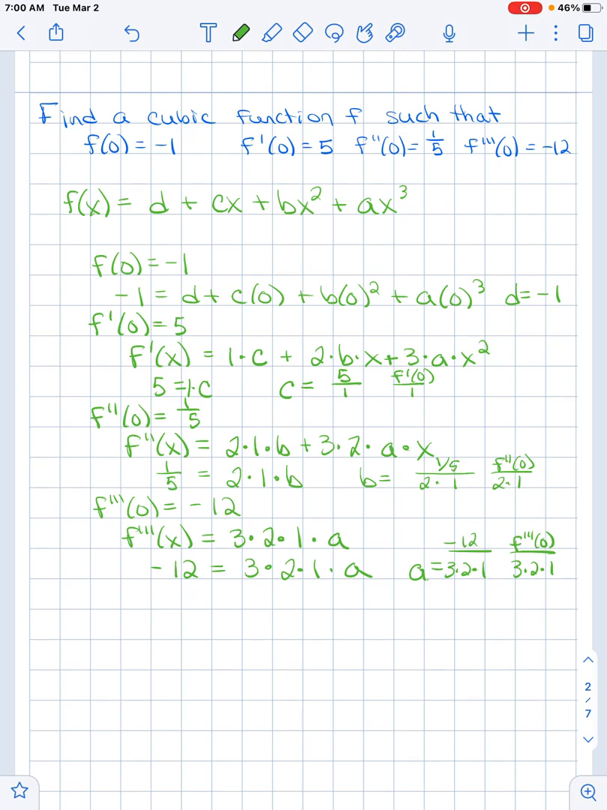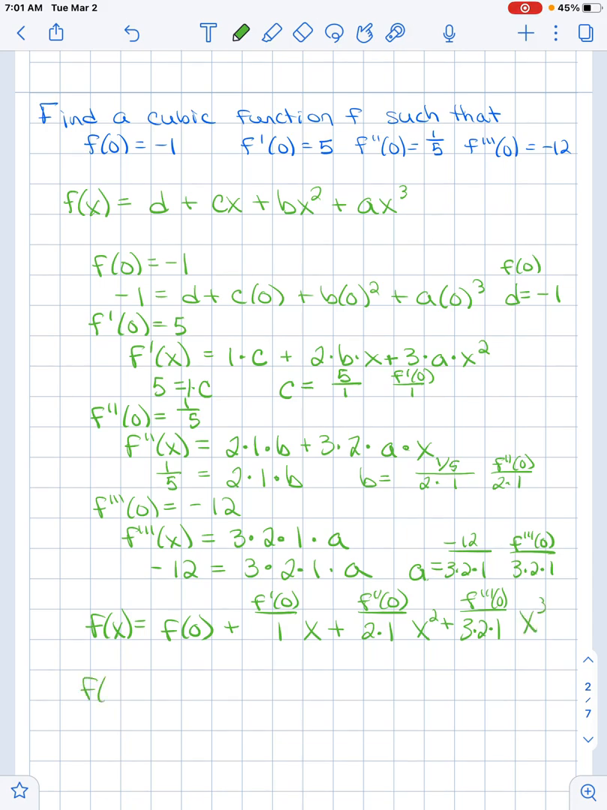Okay, so we found d. d was just f of 0. We found c. c is f prime of 0 over 1. I'm going to write it out this way. f of x was d, which we found to be f of 0. And then c was f prime of 0 over 1 times x. b we found to be f double prime of 0. Are you seeing the pattern yet? I hope you are. And then this is x squared. And then the third one is the third derivative divided by 3 times 2 times 1, x cubed.